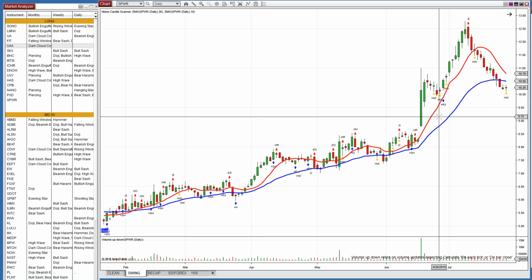And then it got really quiet here. And then this is where the change occurred, right here, right at that $10.25, $10.50 area.